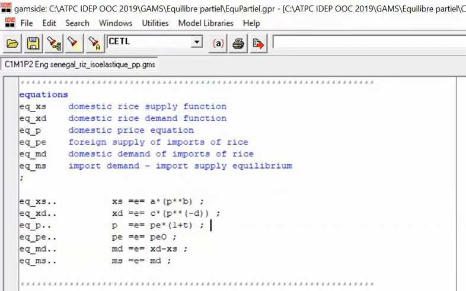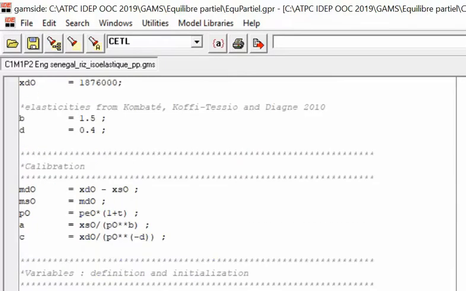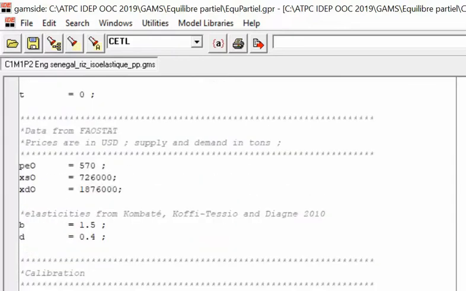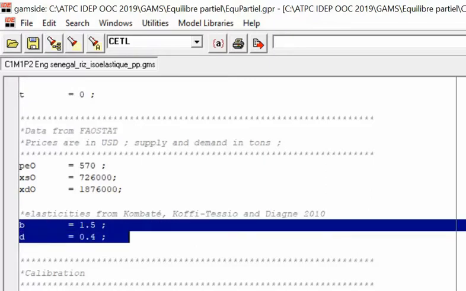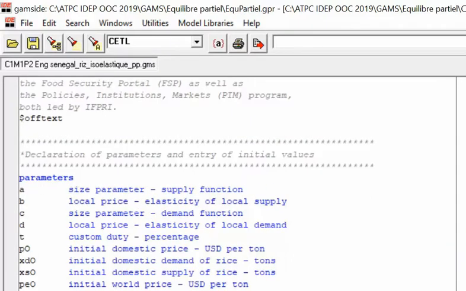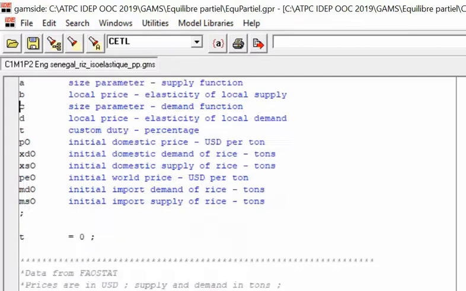So of course it means that you've got to change the calibration process, because right now what happens is that you've got an entry of elasticities. So you can in fact enter directly elasticities from the econometric investigations that have been found. So you've got b equal to 1.5 and d equal to 0.4, which are the elasticities that you have previously declared, of course.